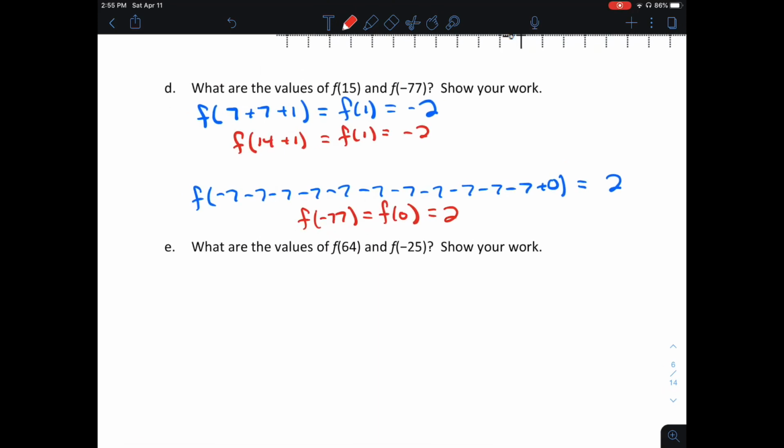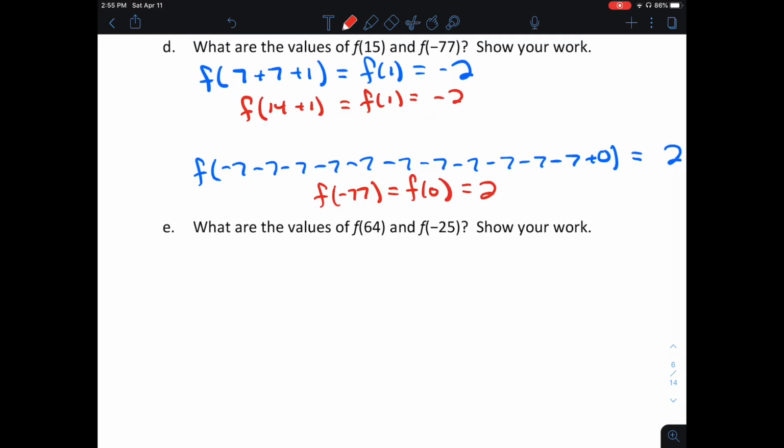Before I do E, see if you can do this on your own. I would stop the video and see if this makes sense to you, and then try to do it. And we're back. F of 64, well, I could say the closest multiple of 7, and I'm choosing 7 because that's the period length, is 63. And I need one more, so that means this is the same as f of 1. I'll look at my graph here in a second to see what that is.